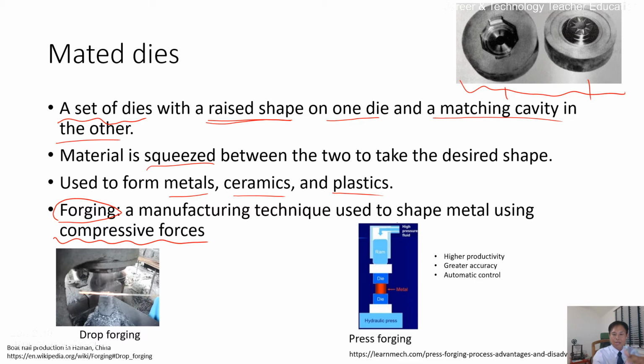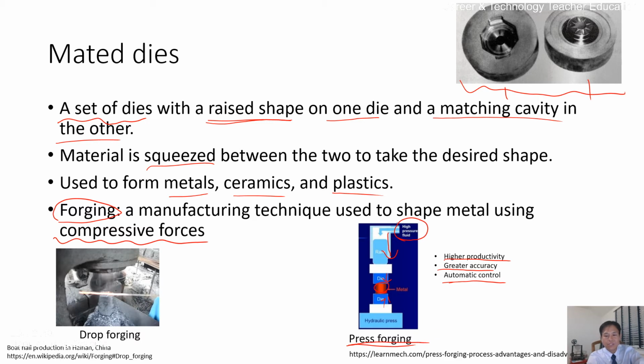So let's just say this is the object, and there are two dies, but using high pressure fluid that presses this one, and then slowly shapes the object. That's the press forging. Comparing with the drop forging, the press forging has high productivity, greater accuracy and automatic control. That is press forging.